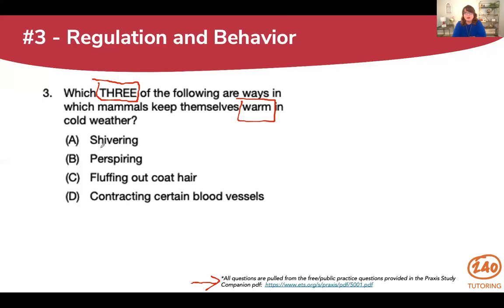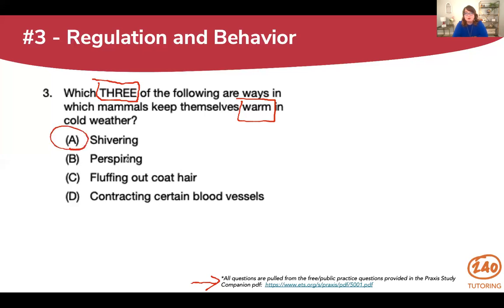Well, shivering is actually making those muscles work. It's kind of like working out. The more movement you do, it raises your body temperature. If I'm sitting still, I can be more cold than if I'm up and moving and doing things. So that shivering creates that muscle movement that produces heat. So this would be something a mammal would do to stay warm in cold weather.